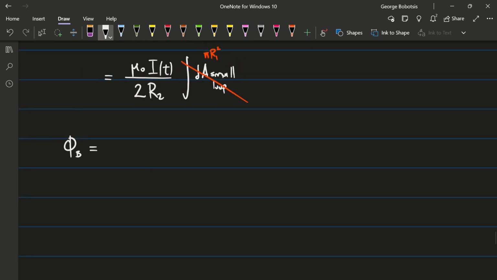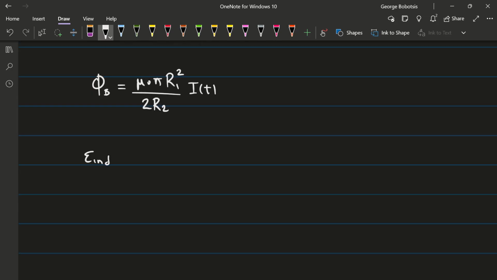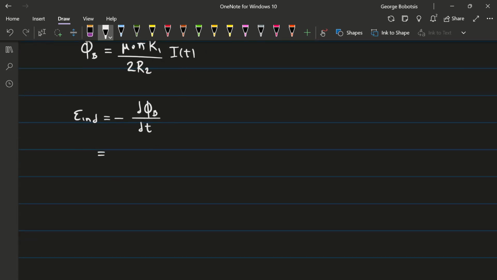Wait, it gets more interesting. So you got mu naught pi r1 squared over 2r2, just like that. And then I of t, I will leave it on its own at the front. It's the only thing that depends on time. There's a reason I'm showing it this way. Because the EMF literally is the negative derivative of this with respect to time. And if everything in front of the current is a constant, it doesn't get differentiated. Rather, the derivative directly hits the current right now.